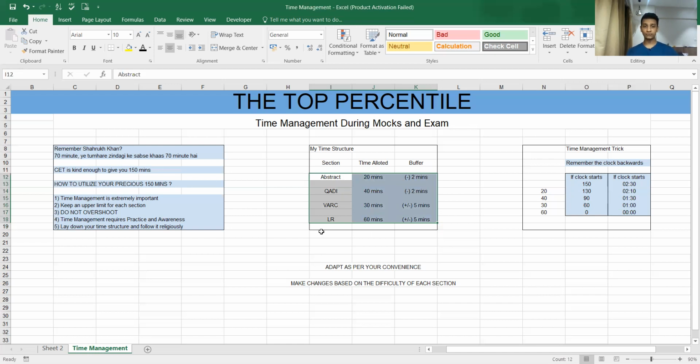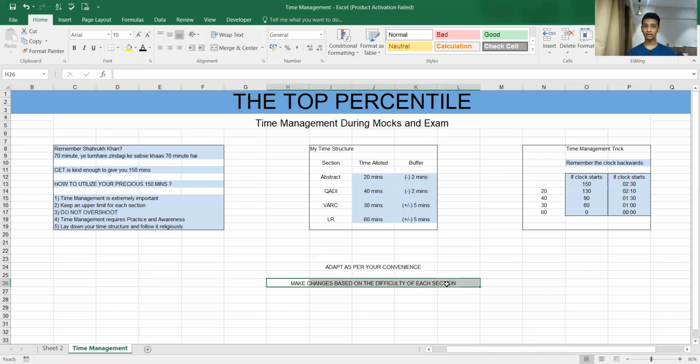So whatever you feel like, if you are much stronger in QADI and you think you can score 50 on 50, maybe spend 45 minutes over here and get those 45 or 50 marks. If you think VA is your stronger part, spend 40 minutes in VA, get 50 marks out of it, and spend 30 minutes in QA and get whatever marks you can out of it. So adapt this strategy as per your convenience, as per your strengths and weaknesses, and make changes based on the difficulty of each section. So this is again a very important point.